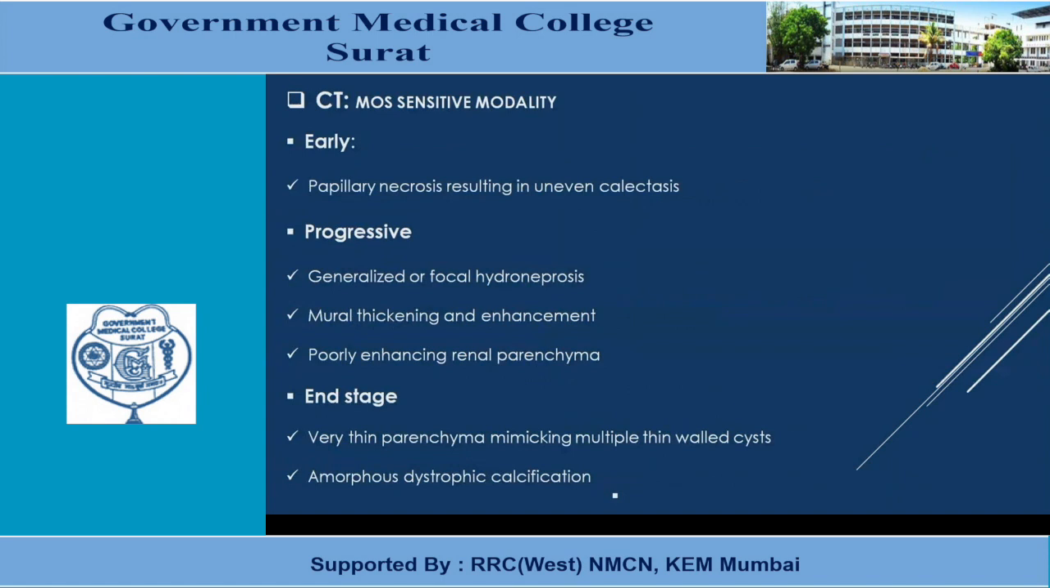CT is a more sensitive modality than X-ray. Early papillary necrosis results in uneven calyectasis. Progressive generalized or focal hydronephrosis and mural thickening may occur, with poorly enhancing renal parenchyma in the later stages if the vascularity is compromised. In the end stage, there is very thin parenchyma mimicking multiple water cysts, and extensive amorphous dystrophic calcification because of a non-functioning kidney.